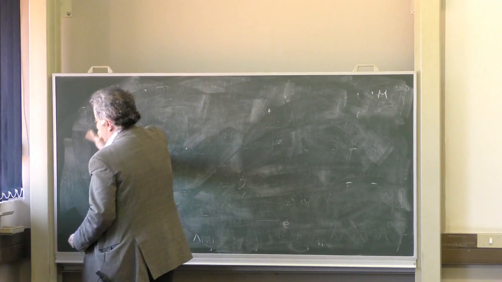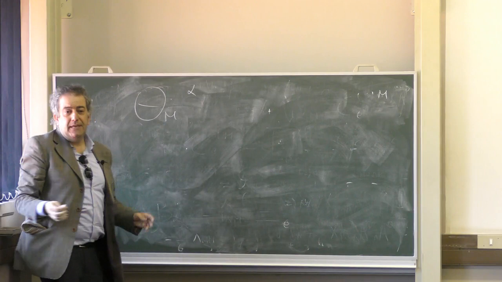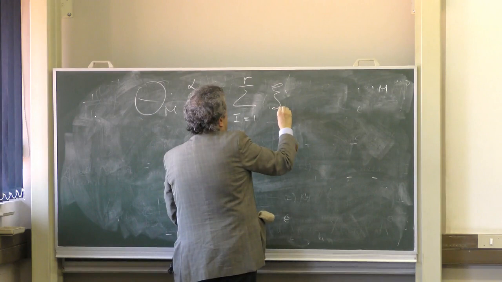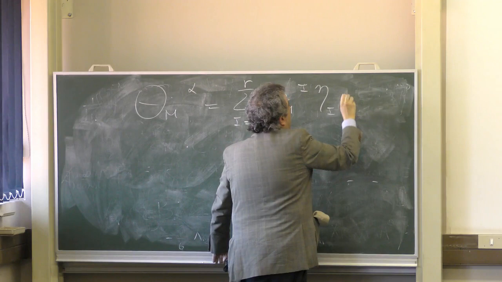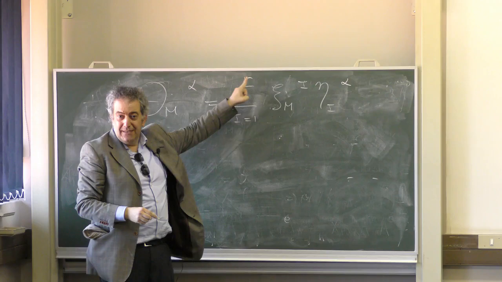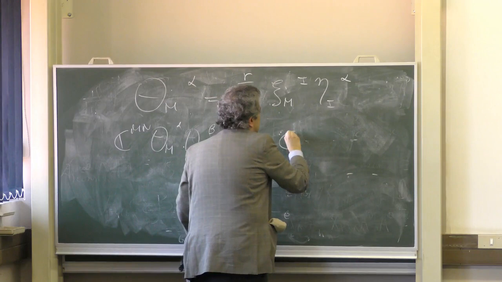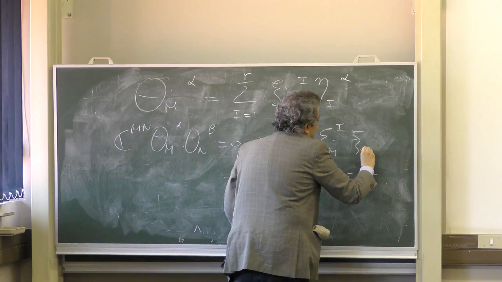So we have theta, which is a rectangular matrix. Okay. Now any rectangular matrix can be written in the rank factorization, where I runs from 1 to the rank of this object. Okay, then we have C^{MN} theta_M^alpha theta_N^beta equals 0. This implies that C^{MN} psi_M^I psi_N^J equals 0.